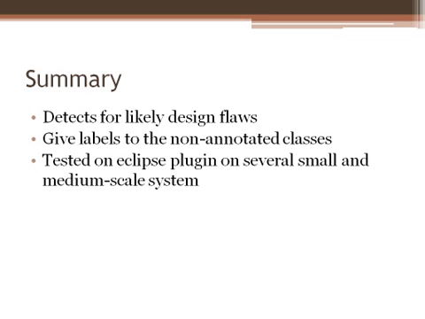As a summary, our tool works on an architecture with well-defined notions of class stereotypes. It gives labels to the remaining unlabeled classes. Likely design flaws are later detected by finding violations of well-known design rules. Our system has been implemented as an Eclipse plugin. Preliminary experiment results on several small and medium-scale systems have been promising.